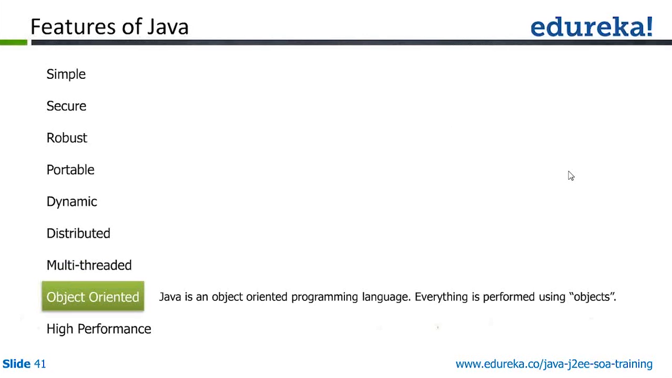Okay. So it's object oriented. The importance of being object oriented. Object oriented means everything is performed using objects, and objects are things that mimic real life. That's good. What is the importance of being object oriented as compared to being procedural or the previous paradigms, right?